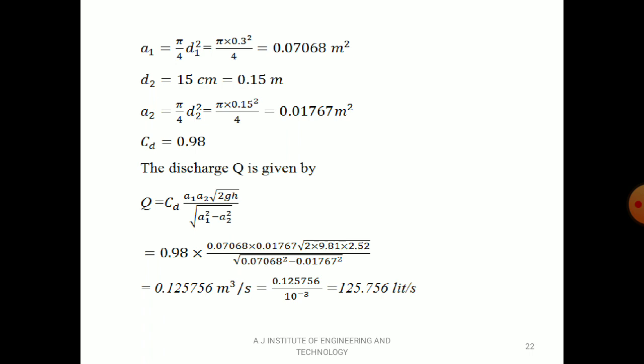Now you can keep meter cube per second as it is, otherwise you can convert to liter per second. In some of the questions they ask to find the discharge in liter per second, so it's better to know. How to convert from liter to meter cube? We multiply by 10 to the power minus 3. It is exactly the reverse for meter cube per second to liter per second: there you multiplied by 10 to the power minus 3, here you divide by 10 to the power minus 3. So when 10 to the power minus 3 goes to the numerator, it becomes 10 to the power plus 3. So 0.125756 into 10 to the power 3 is equal to 125.756 liter per second. That is the value of discharge.